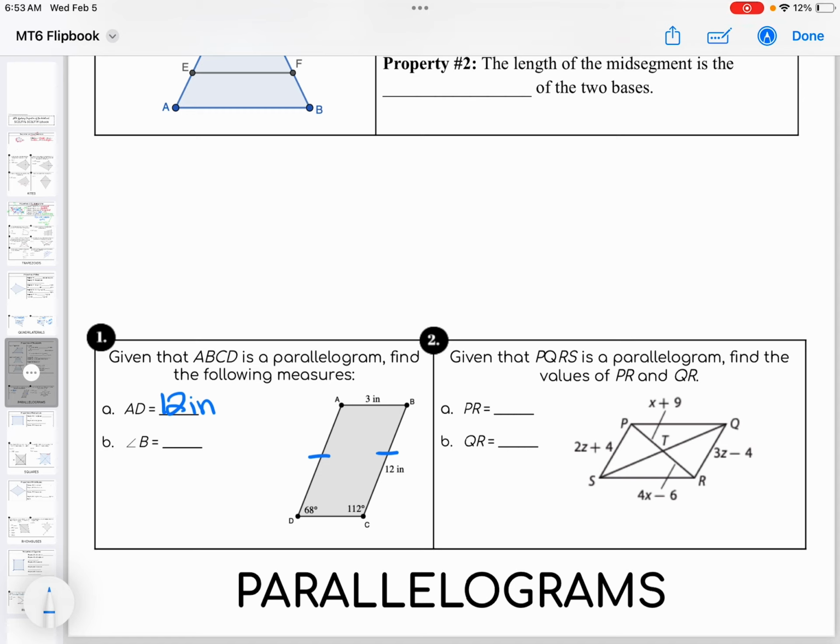Then we're asked to find what angle B is. So let me use a different color here. And angle B is going to be this angle right here. Well, we know that the opposite angles are congruent. So we know angle B is going to be congruent to angle D. Well, if angle D is 68 degrees, then angle B is going to be 68 degrees.